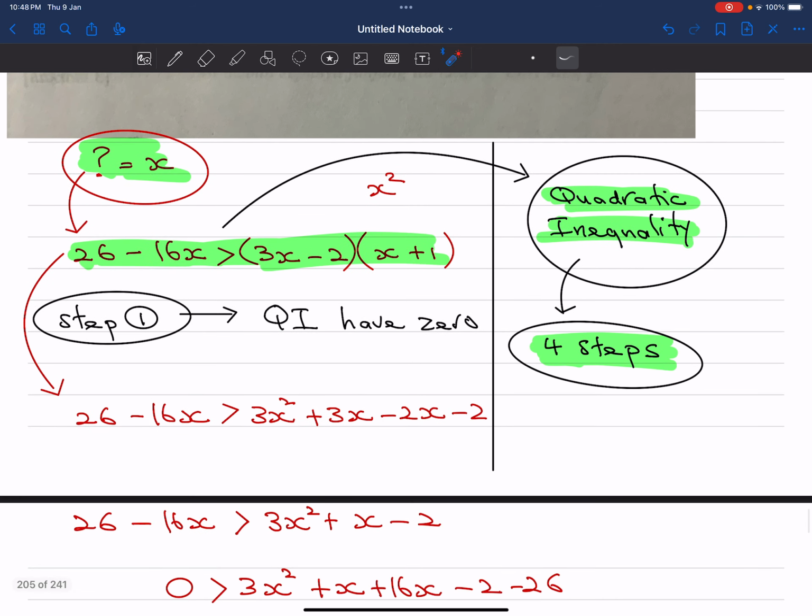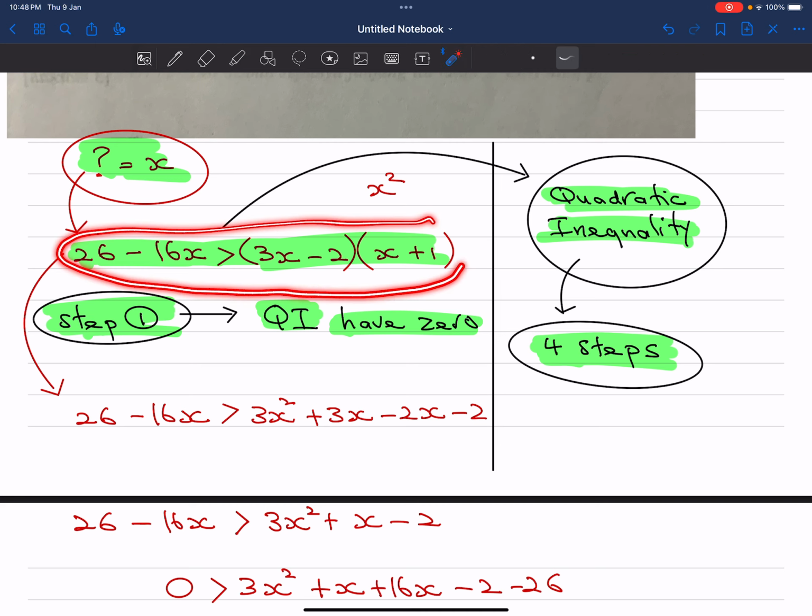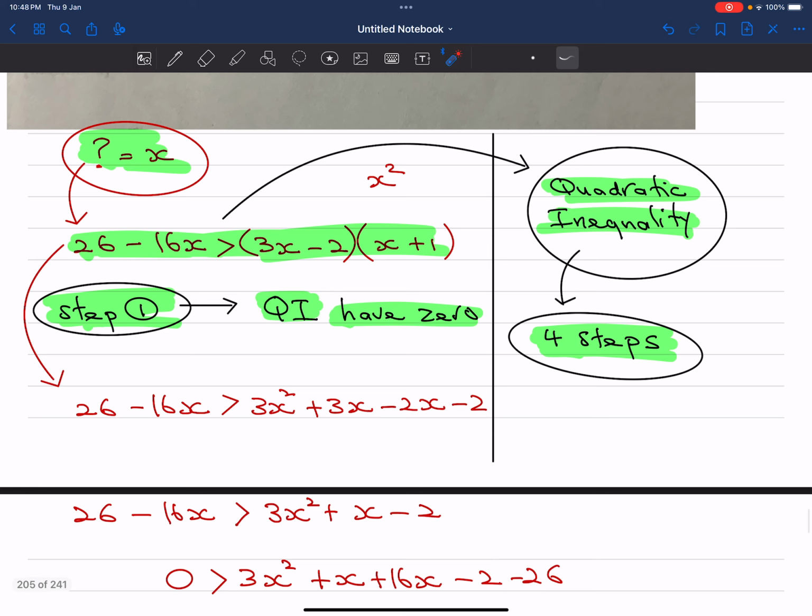That is, step 1, that quadratic inequalities must have 0. So I'm going to take the given expression, expand on the right hand side, transfer and get a 0. So I start by left hand side, 26 minus 16x. I just copy back, more than, also copy back. I'm going to expand on the right hand side.